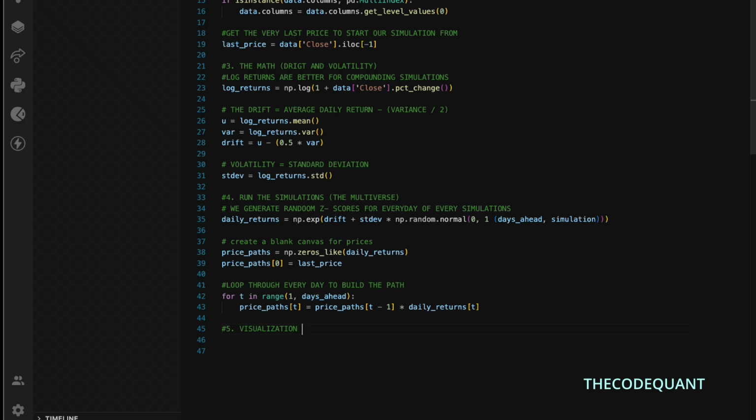So okay, if we stop here, this is the heart of quantitative finance. We need to calculate two things, drift and volatility. Right now, drift and volatility are the main sections. So let's check line 23.